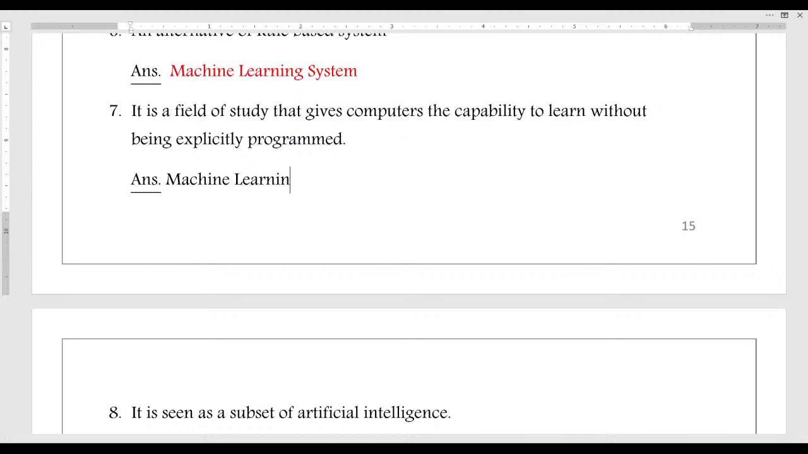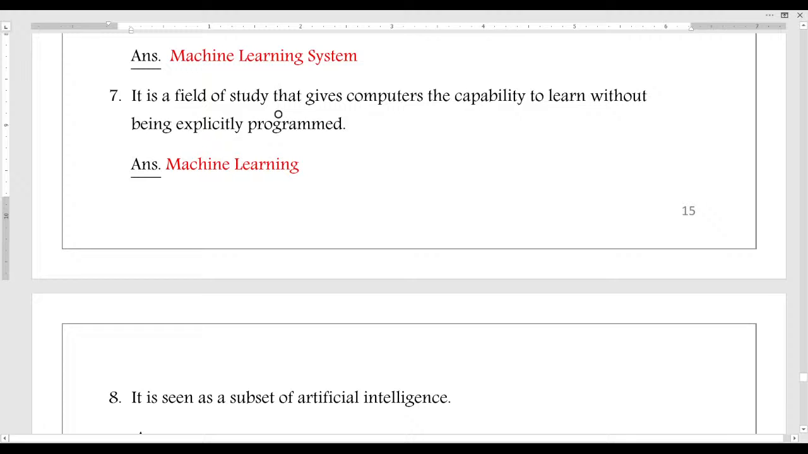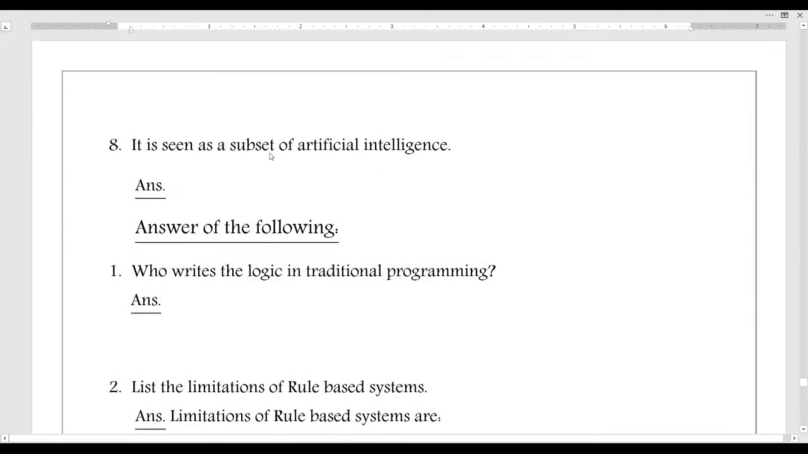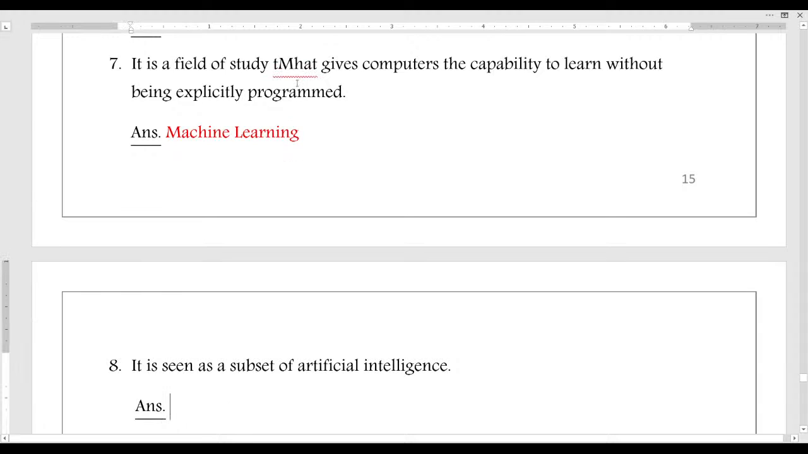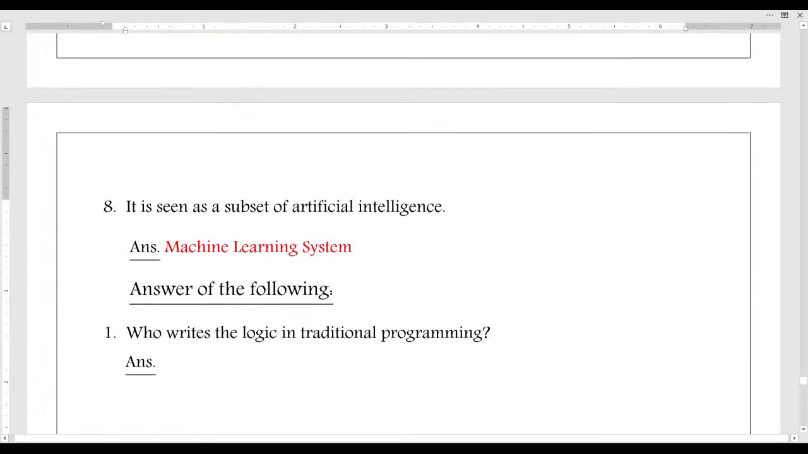Yes, machine learning. Please be careful. These 3 questions, the answer is C. This one, machine learning system, is the alternative for a rule-based system. The second one, which allows the computers to learn without being explicitly programmed, is machine learning. The last one, it's seen as a subject of artificial intelligence. Again, this is the same answer as an alternative of rule-based system, a machine learning system also.